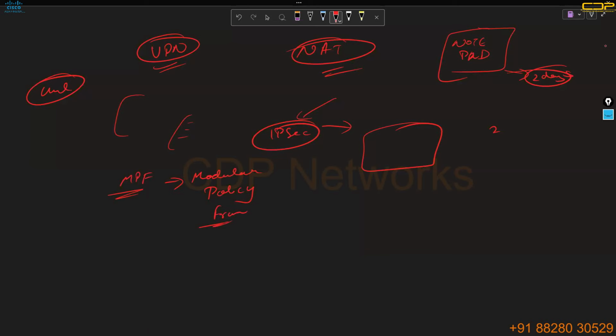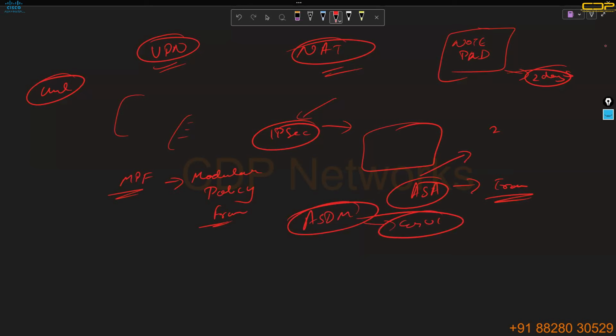Then I'm going to make my ASA a transparent firewall also. Sometimes we can see the deployment of ASA as a transparent firewall. Then I will show you the ASDM also, which is your GUI for the ASA. But remember, ASA in the industry, in the production network, we usually use with the CLI. For example, other firewalls like FortiGate and Palo Alto generally use the GUI, but in the ASA we generally use the CLI. Then we have one virtualization concept on my ASA, which comes under the security context.